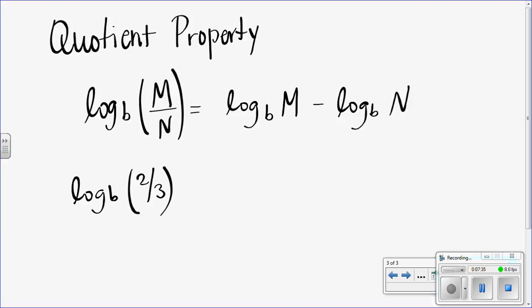Let's say we have a chart for log base B, and we need 2/3. 2/3 is not on the chart. It's whole numbers from 1 to 100. So we would just change this to log base B of 2 minus log base B of 3, and find those two on the chart and subtract them.